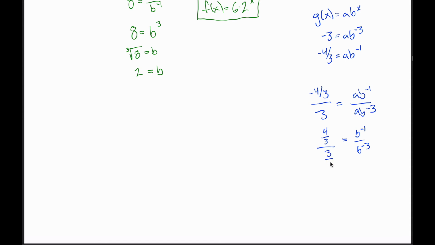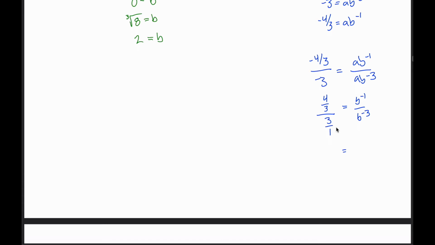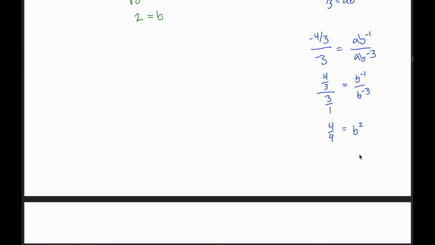And then if I rewrite 3 as 3 over 1, it'll make the algebra a little bit easier to divide a fraction by a fraction. On the right side, negative 1 minus negative 3 is positive 2, because negative 1 minus negative 3 is the same as negative 1 plus 3, which is 2. And then on the left side, if I take this 3 over 1 and I flip it upside down, I'd get 4/3 times 1/3, which is just 4/9. So b squared equals 4/9, and therefore b is 2/3.